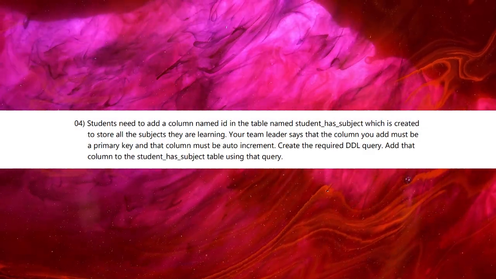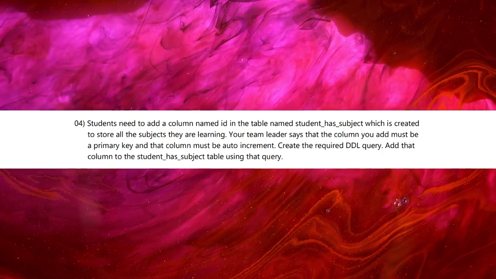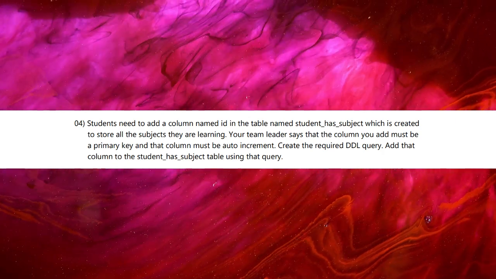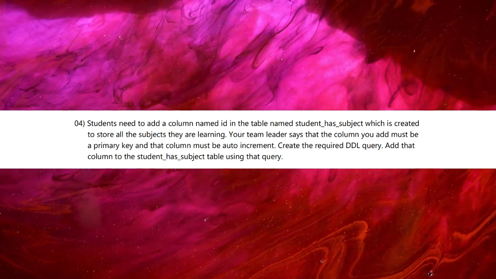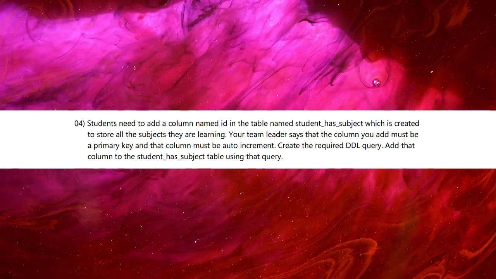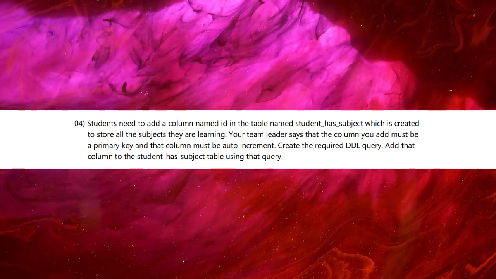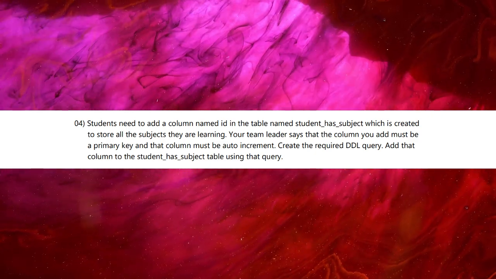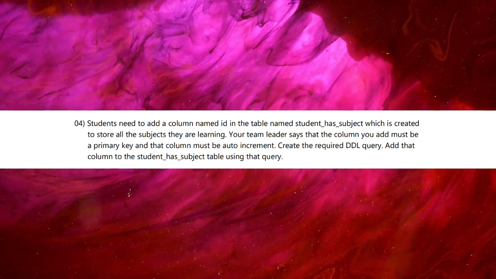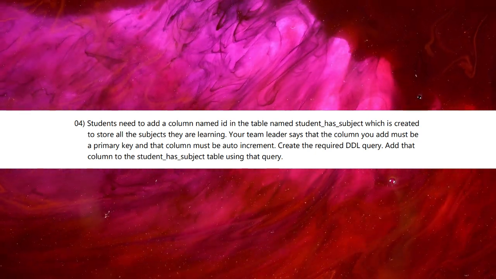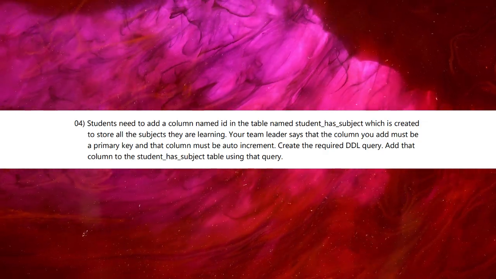Question number 4. Students need to add the column named ID in the table named Student Has Subject, which is created to store all subjects they are learning. Your team leader says that the column you add must be a primary key and that column must be auto-increment. Create the required DDL query. Add the column to the Student Has Subject table using that query.